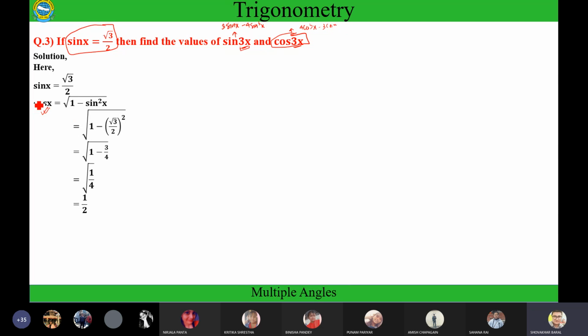Now we have the value of sin x for the sin 3x, and we have got the value of cos x for this cos 3x. So now we can use the formula to find the value of sin 3x and cos 3x. It's all about using the formula.